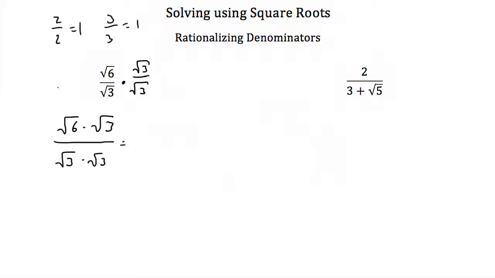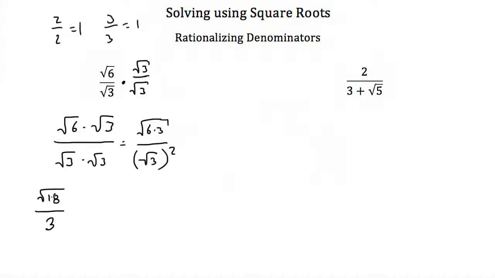We can rewrite the square root of 6 times the square root of 3 as the square root of 6 times 3. And then the square root of 3 times the square root of 3 is just the square root of 3 squared. The square root of 6 times 3 is the square root of 18. And the square root of 3 squared, well, if we square root and then square, we just lose the square root. So this would just be a 3 in the denominator. So now we've rationalized this and got our square root symbol out of the denominator.